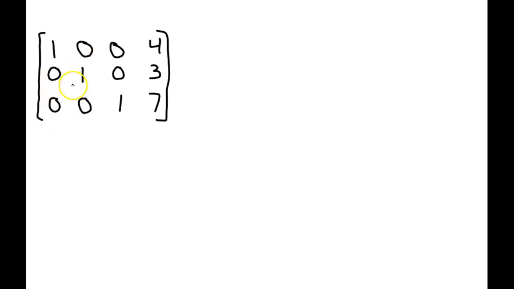We have our first non-zero entry in this row is a 1. Every other value in that column is 0. The same thing here. Okay, so now we could quickly see that x would be equal to 4, y would be equal to 3, and z would be equal to 7.